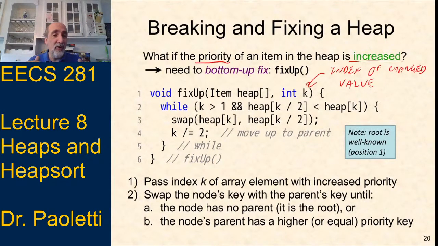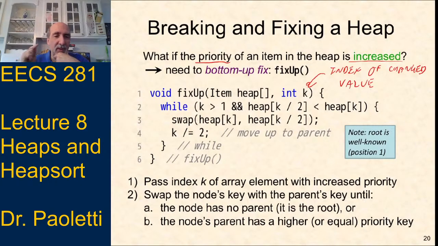Okay, and the order here is important because of Boolean short-circuiting. If k is 1 and k is the root, the k greater than 1 fails. We've got false and anything, and the second part never gets evaluated. That's important because if the second part were to get evaluated when k is 1, we would look in heap sub 0, and index 0 doesn't exist in the 1 based indexing. So the ordering is important here.